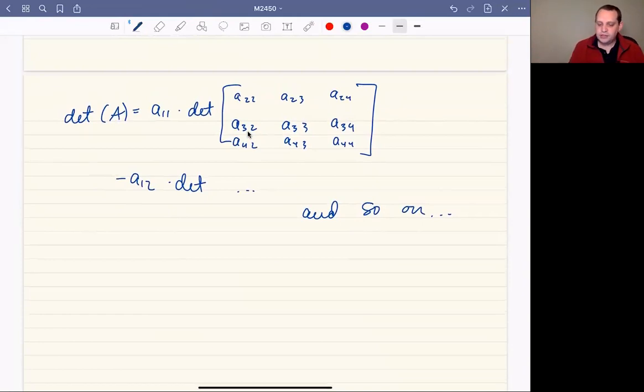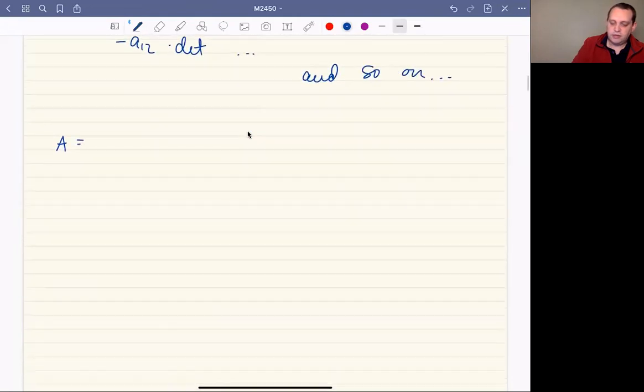I think it's important at this point, though, to talk about how to do this, not along the first row, but along any generic row. And so let's go back to looking at a generic 3 by 3 matrix. Let's do A11, A12, A13, A21, A22, A23, and A31, A32, A33.